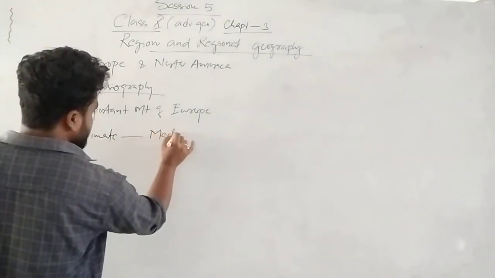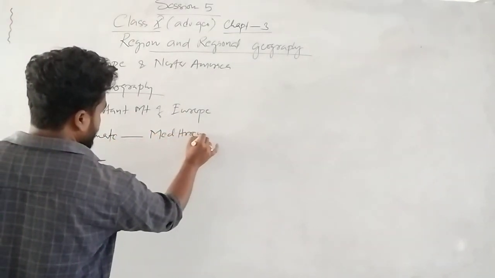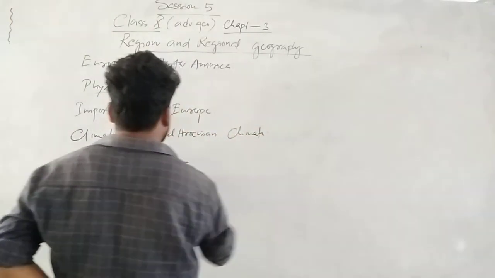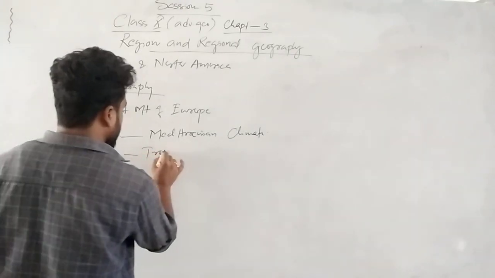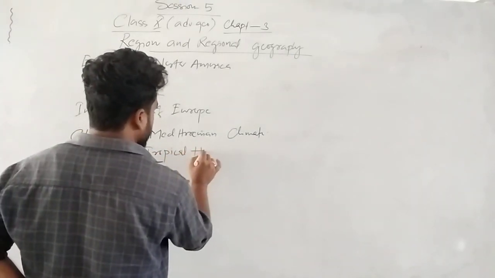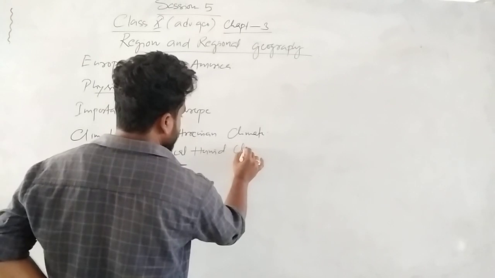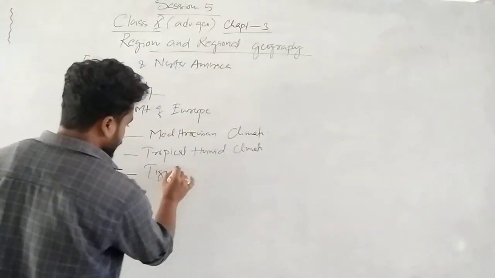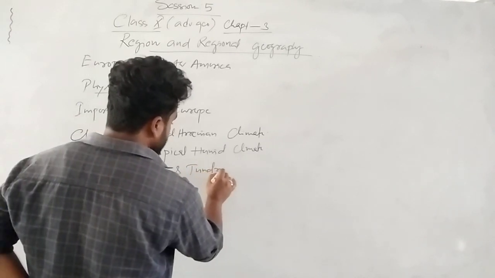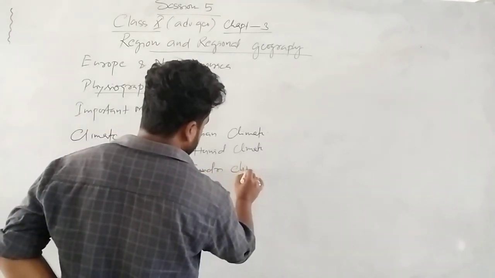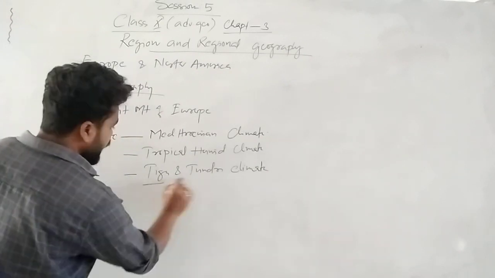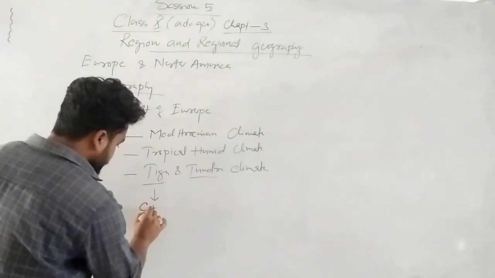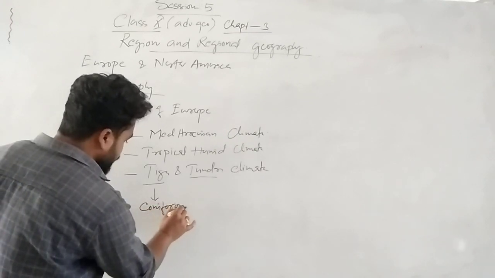Because Mediterranean climate is there, we know that. Mediterranean climate is there. Then again tropical humid climate is there in Europe. Again taiga and tundra is there. You know what is the meaning of taiga and tundra climate? What is the difference? In taiga actually some types of vegetation is there. What vegetation? Coniferous forest you can get.